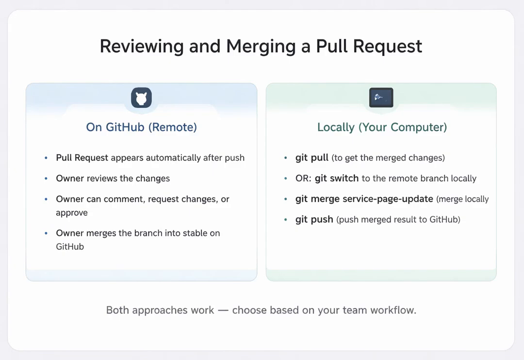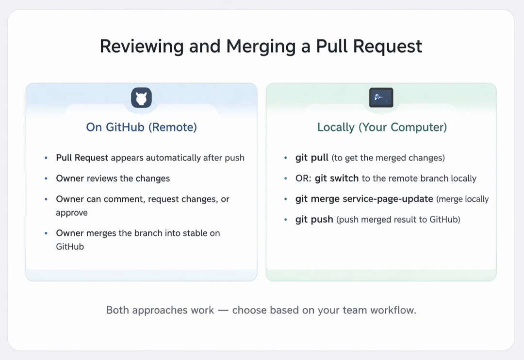Once a pull request is on GitHub, the project owner has two ways to handle it. The first way is to merge it directly on GitHub. Just click the merge button in the pull request interface. The second way is to pull the branch down locally, review the code on your own machine, merge it using git merge, and then push the result back up to GitHub.